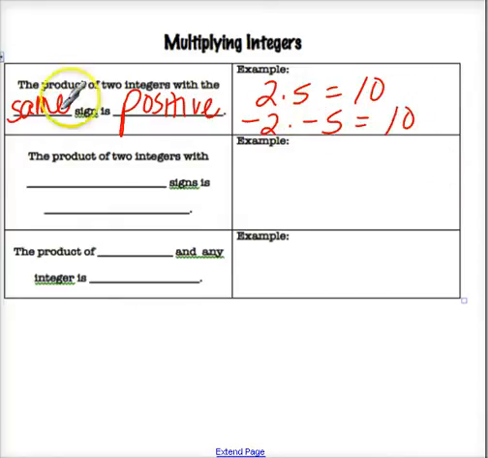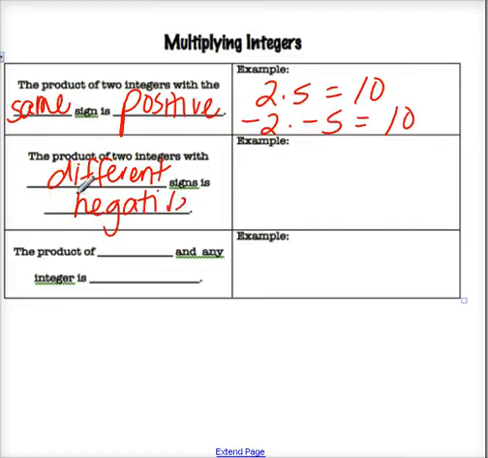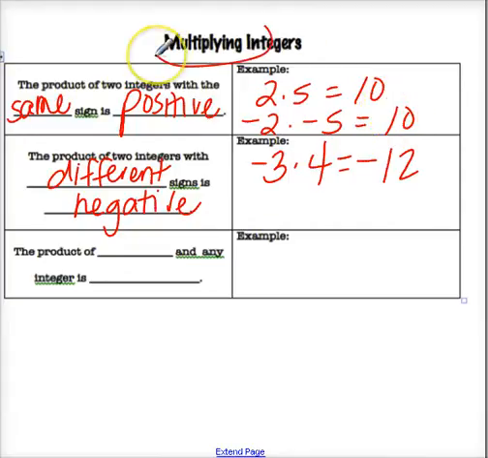So same sign, positive. The product of two integers with different signs is negative. So for example, negative 3 times 4. One of these integers is negative, so my answer will automatically be negative as well. So if you see one negative, your answer is negative. If you see two negatives, they cancel out and your answer is positive. Remember, this is only for multiplying integers.